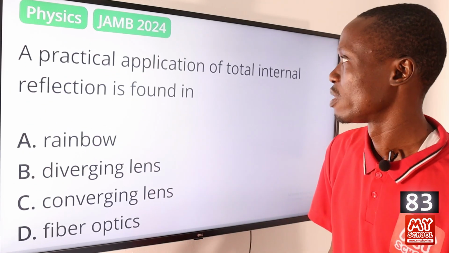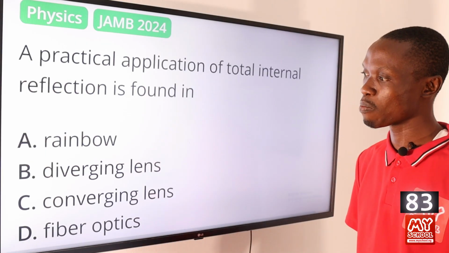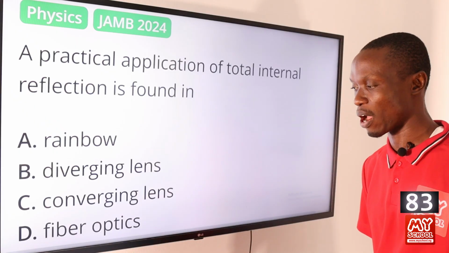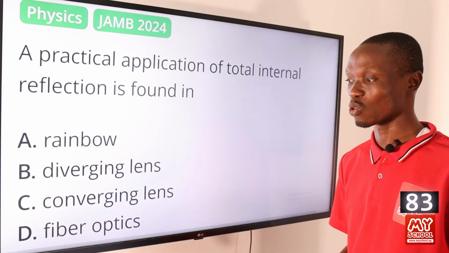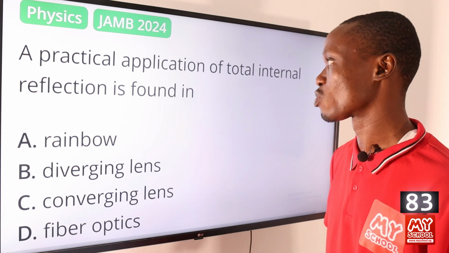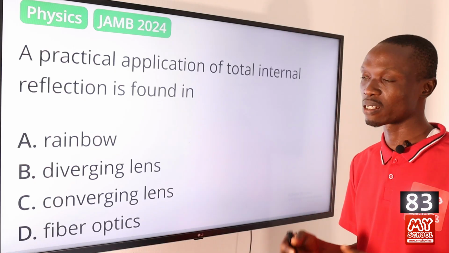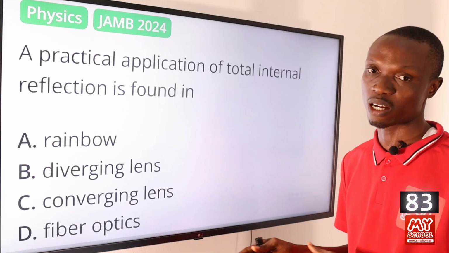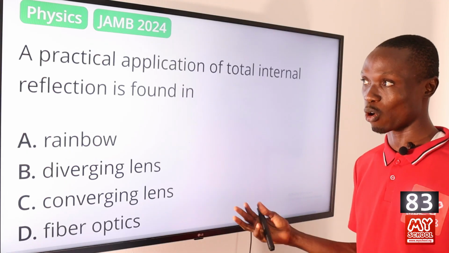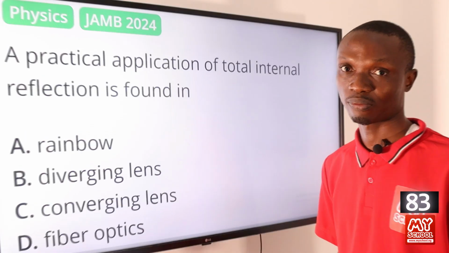Question 83. A practical application of total internal reflection is found in A, rainbow, B, diverging lens, C, converging lens, and D, fiber optics. So the answer to this question is fiber optics. Fiber optics uses total internal reflection to transfer light signals over a long distance with minimum losses, and this finds application in telecommunication. So that makes option D the correct answer to this question.